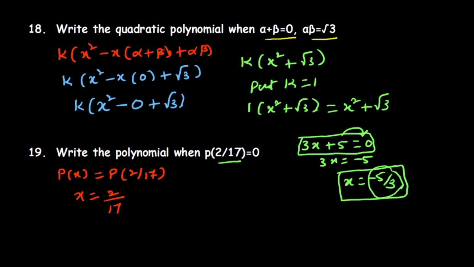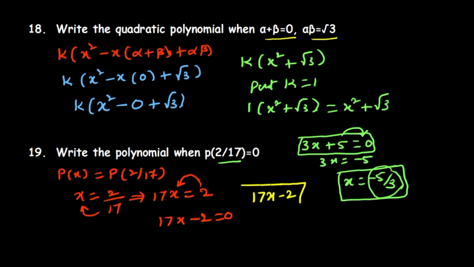So just send that 17 here. So what will you get from this? 17x is equal to 2, right? Now send this plus 2 here. Now we have 17x minus 2 equal to 0. This is a linear equation, but the question asks for a polynomial, so your answer is a linear polynomial, that is 17x minus 2.